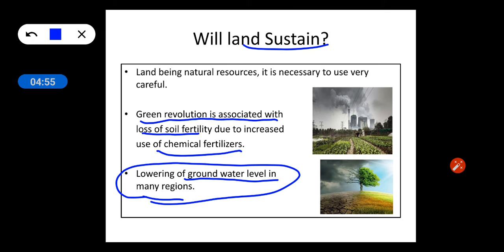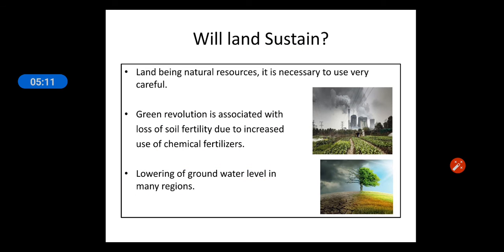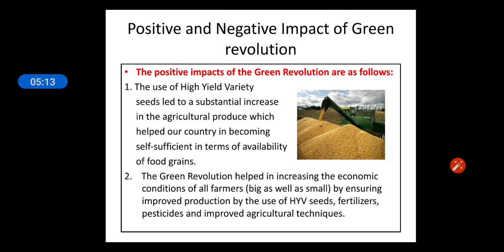So no doubt, the green revolution made India self-sufficient in food grain. But like we have discussed, it is associated with certain limitations. So it's high time to move toward organic farming. Let us see the positive and negative impact of the green revolution also.